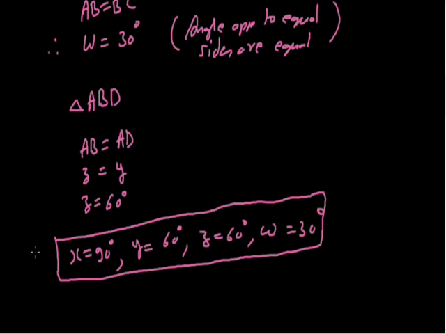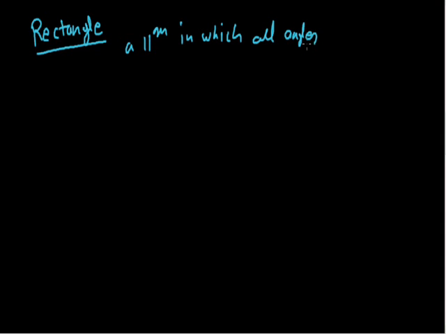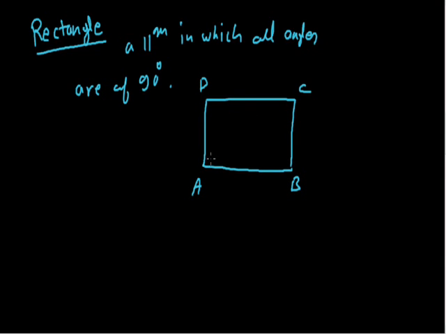Now we move to the next type of parallelogram, that is a rectangle. A rectangle is a special type of parallelogram in which each angle is 90 degrees. Rectangle is basically a parallelogram in which all angles are 90 degrees. So if we draw the figure of it, this is a rectangle, and in a rectangle all the angles are 90 degrees.